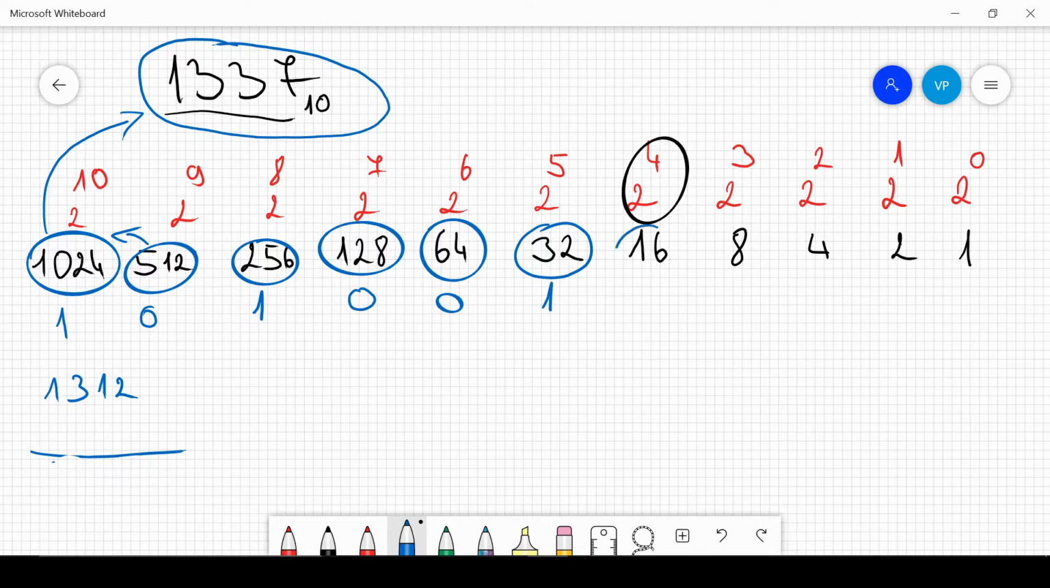So next number, 16. Let's add this up. 6 plus 2 is 8, 1 plus 1 is 2, 3, and 1. 1328 still goes inside 1337, so we write 1 under 16, and this is our new number.